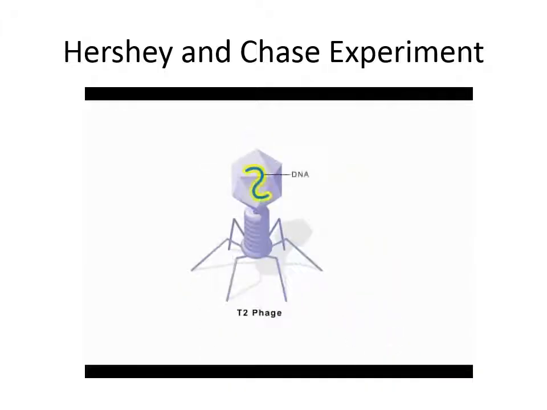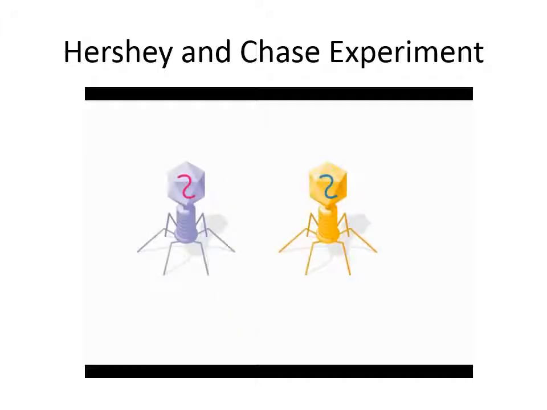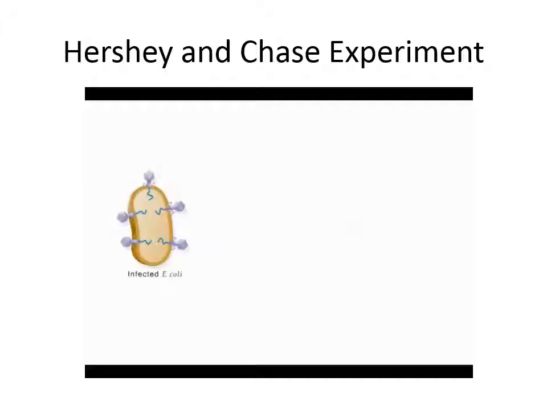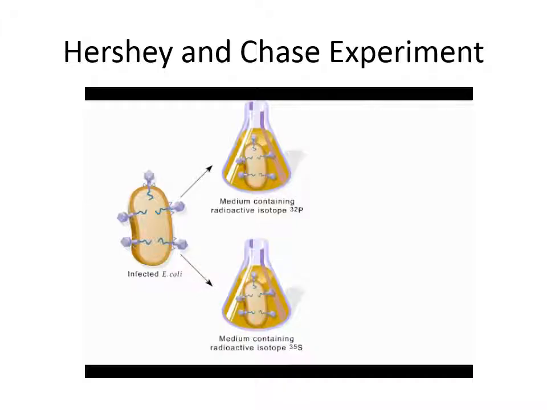Since T2 consists of only DNA and protein, Hershey and Chase reasoned that the genetic material must be one of the two components, so they designed an experiment to determine which it is. For their experiment, the scientists prepared T2 phages that either had radioactive DNA or radioactive proteins. To make the components radioactive, Hershey and Chase infected E. coli with T2 and grew the bacterial cells in two different culture media, one containing the radioactive isotope phosphorus-32 and the other containing the radioactive isotope sulfur-35.